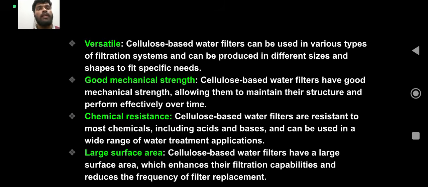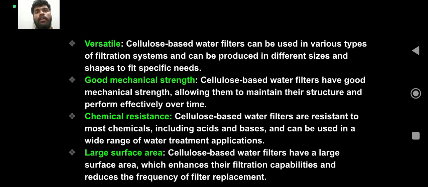Versatility. Cellulose-based water filters can be used in various types of filtration systems and can be produced in different sizes and shapes to fit specific needs. Good mechanical strength. Cellulose-based filters have good mechanical strength, allowing them to maintain their structure and perform effectively over time.